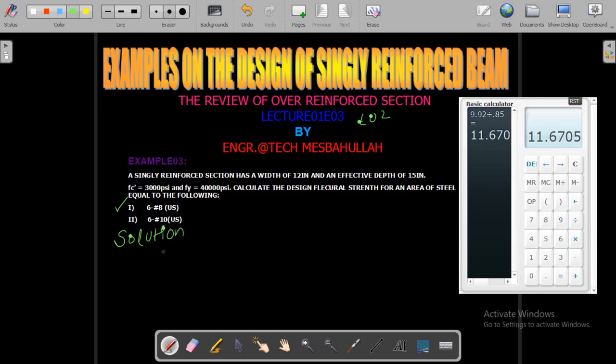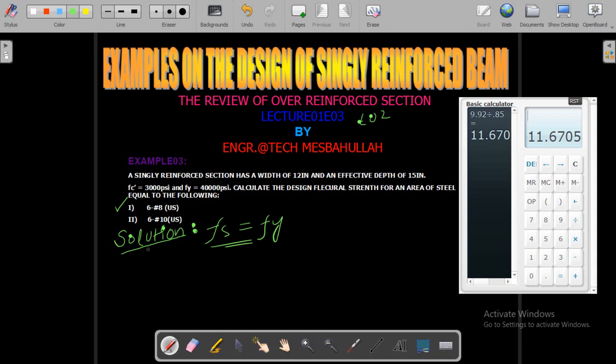In this example, as you see here, we are given 6 number 10 bar, so we need to find out the area of steel. But before starting the review problem, I have already mentioned that we have to use the assumption that Fs equals Fy. This means we are assuming that the steel is yielding, right?